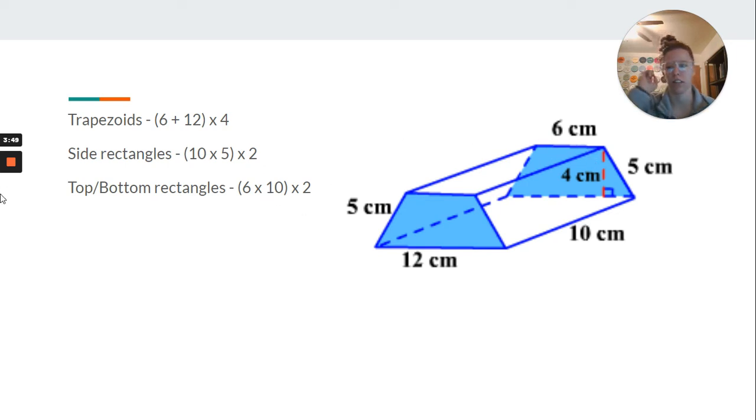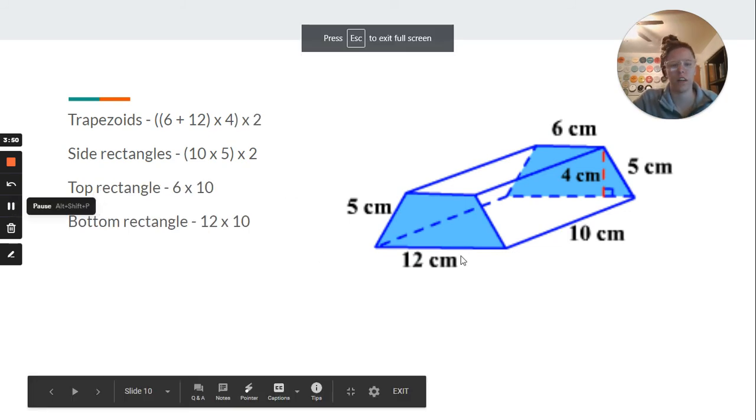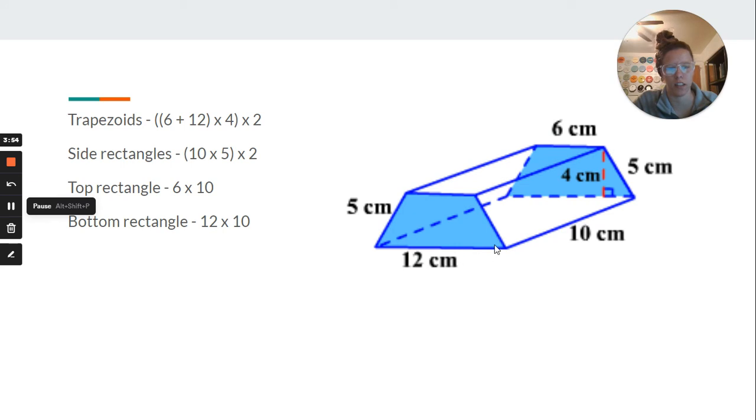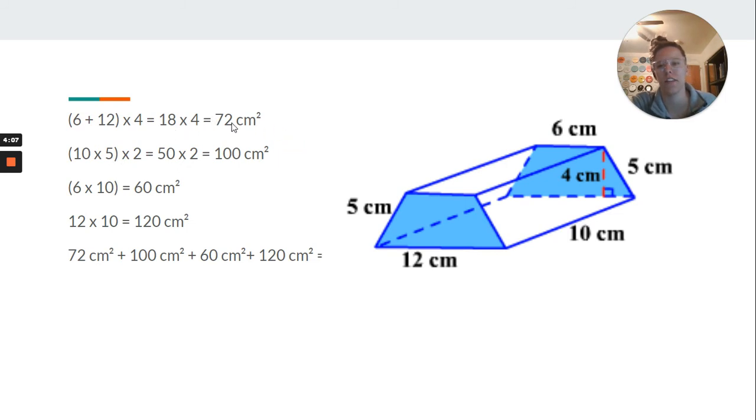Actually, that's not right. One second. Okay, sorry about that. The bottom rectangle would be 12 times 10, because this base here is 12 times 10. And then we have 6 times 10. So if we find all those, we find our trapezoid. 6 plus 12 is 18 times 4 times 2. It's going to be 72.